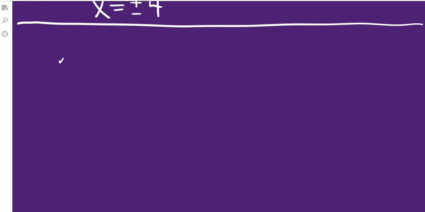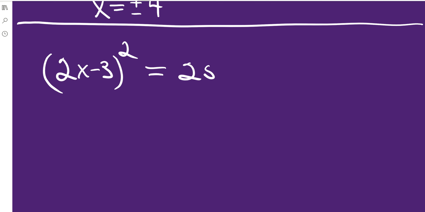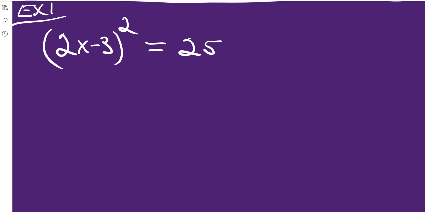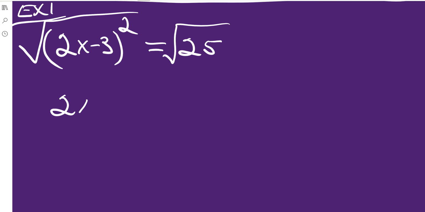All right, so I'm going to have 2x minus 3 squared, and that's going to equal 25. Let's do our first example here. So that's example 1. I've got this binomial squared, so I'm going to take the square root of both sides. My left side is just going to be 2x minus 3. And that's going to equal, square root of 25 is 5, but I want to put it as plus or minus 5.